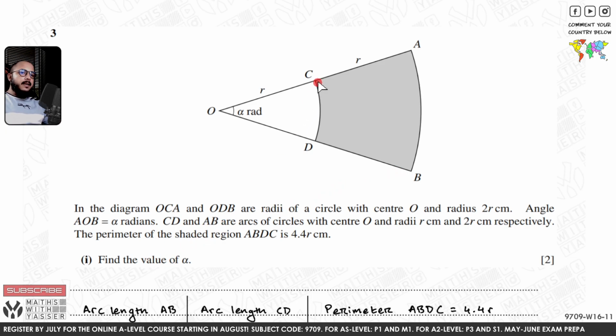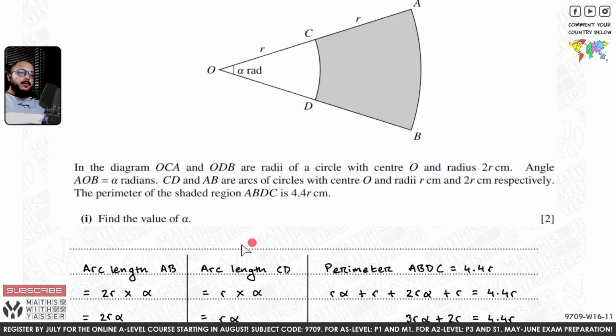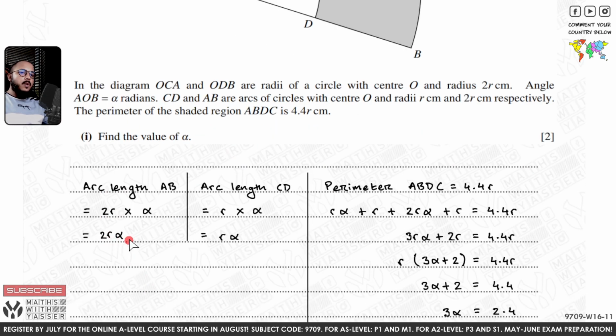Let's find the arc length CD and the arc length AB, and then we will sum all these sides, which will be equal to 4.4R centimeters. So arc length AB, for this we have to think of the bigger sector, and the formula for arc length is R theta, where R is 2R and theta is alpha. So that will give us 2R alpha.